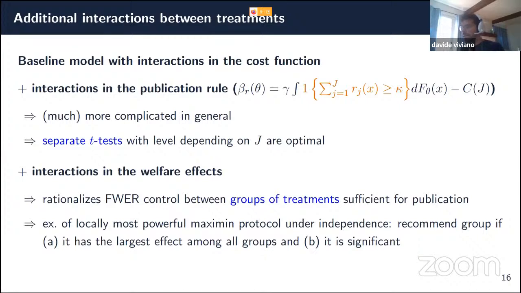And here, the characterization of the locally most powerful protocol under independence works as follows. We're going to recommend a group if it has the largest effect across all possible groups, and it also leads to significant results. So the key intuition here is that the analysis where you also have an interaction becomes much more complicated, but it can provide some justification in this setup for family-wise error rate control.